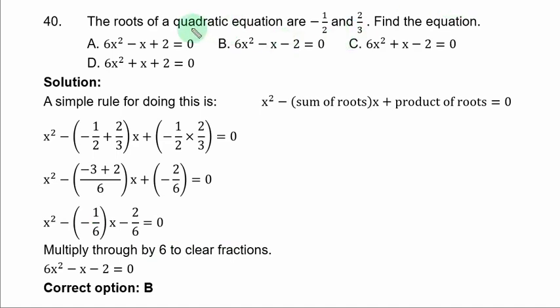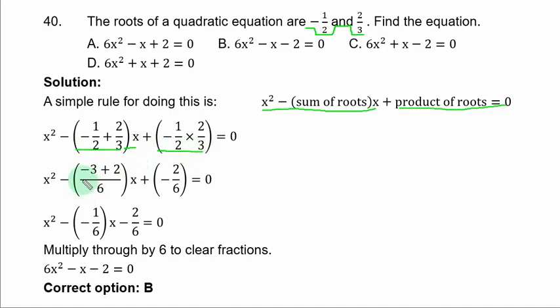Question 40. The roots of a quadratic equation are -1/2 and 2/3. Find the equation. To do that, we use this simple rule: S squared minus sum of roots times S plus product of roots equal to 0. So this is the sum of roots.